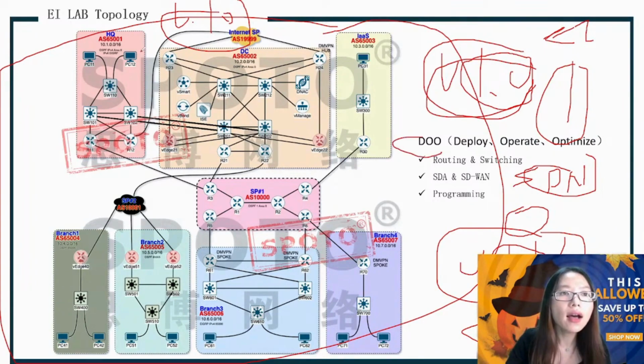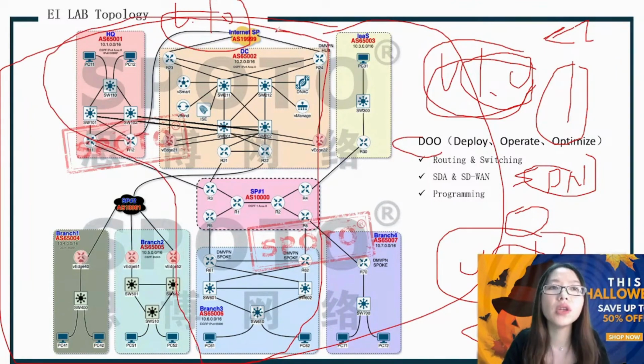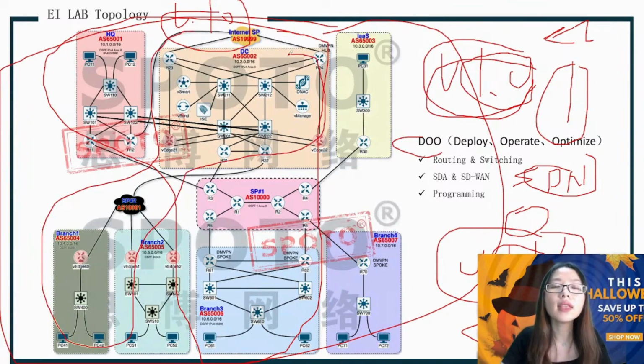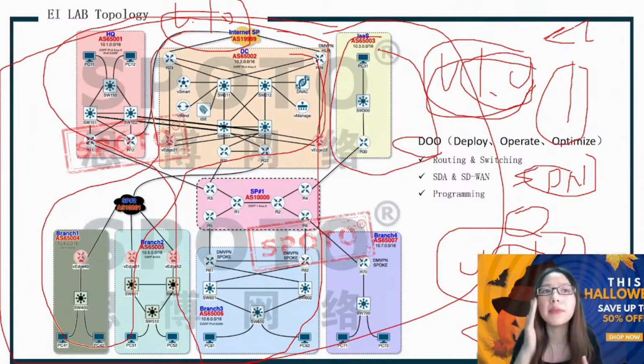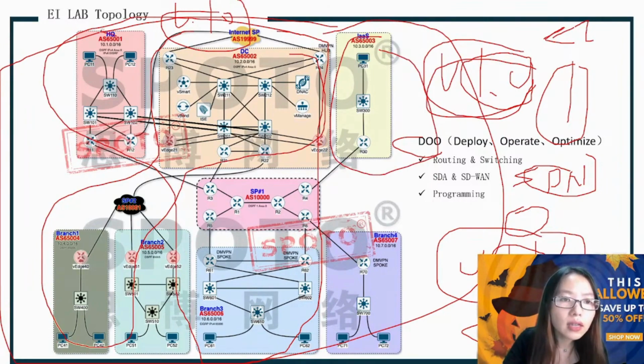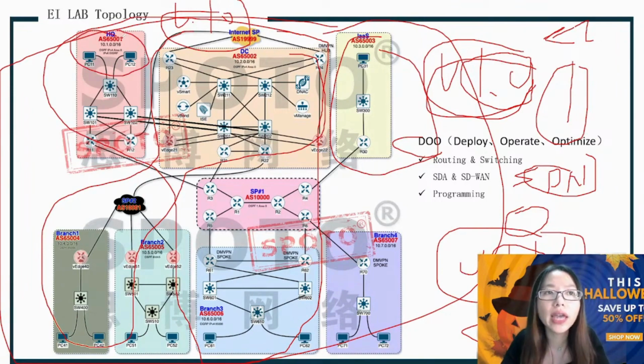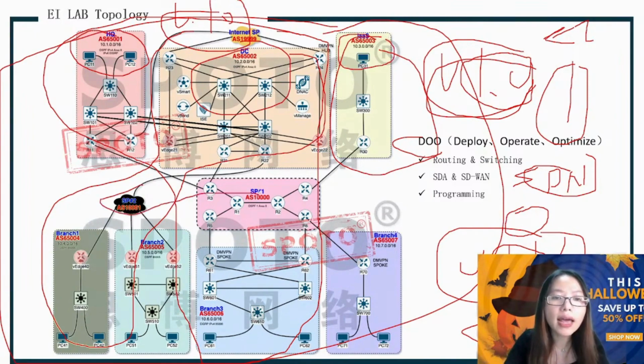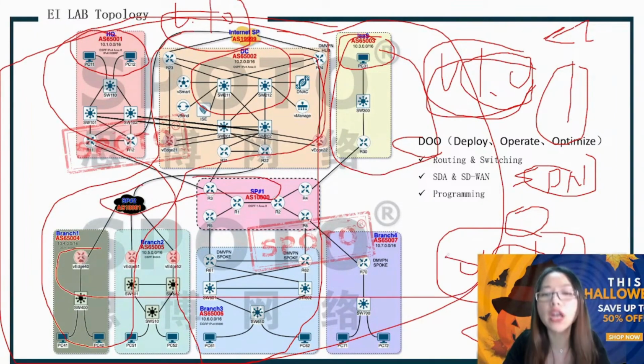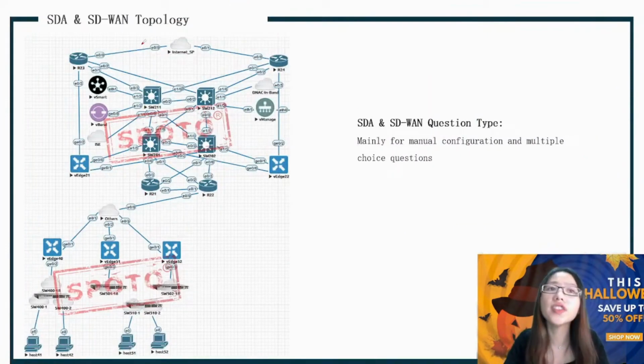You can see this part belongs to routing and switching, and this part belongs to SDA and SD-WAN. The right part belongs to programming. This is HQ, this is DC, this is IaaS, and SP1 and SP2, and there are 4 branches. This topology falls under the category of SDA and SD-WAN.